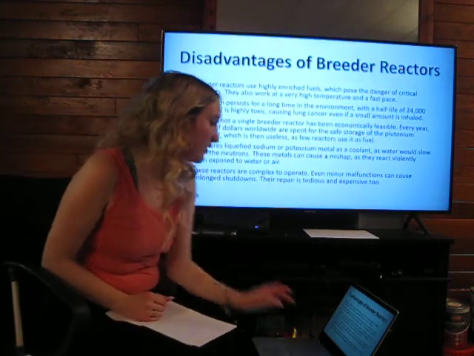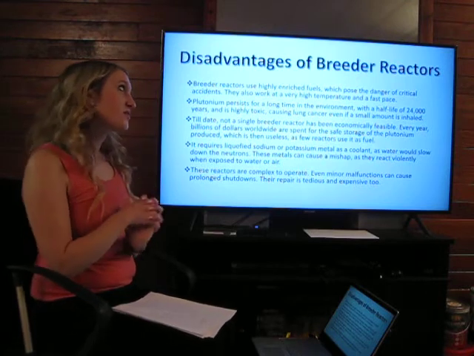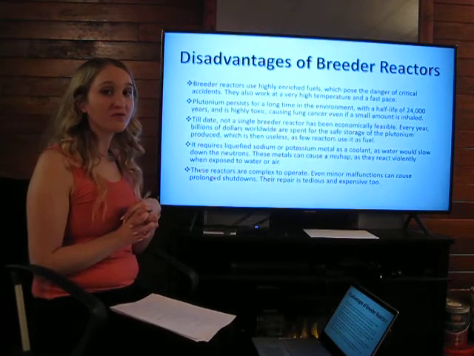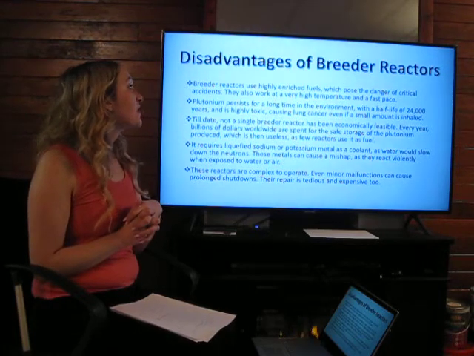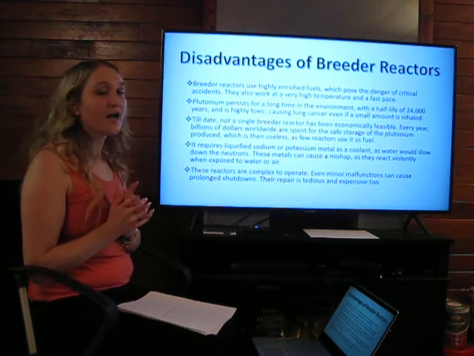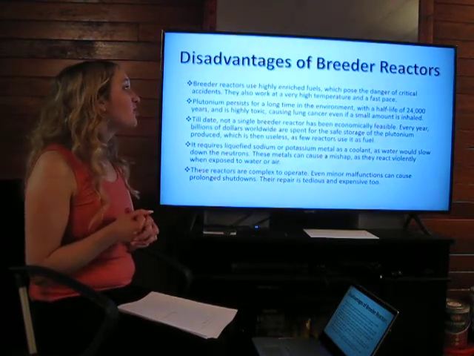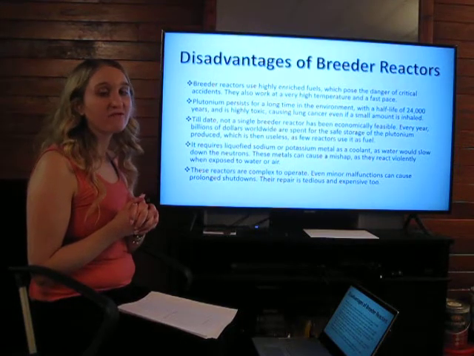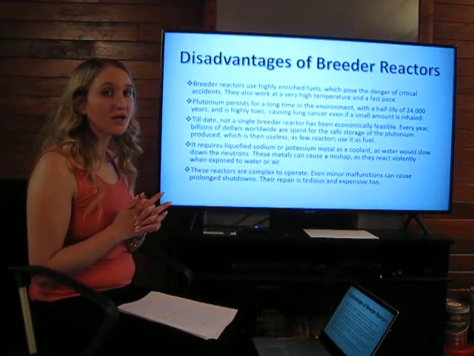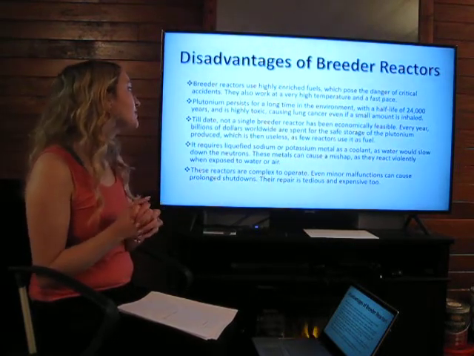So that's really good. But what are some disadvantages? Whenever there's good things, there come bad things. Breeder reactors use highly enriched fuels, which pose the danger of critical accidents. They also work at a very high temperature and a fast pace. Plutonium persists for a long time in the environment with a half-life of 24,000 years, and it is highly toxic, causing lung cancer even if small amounts are inhaled.